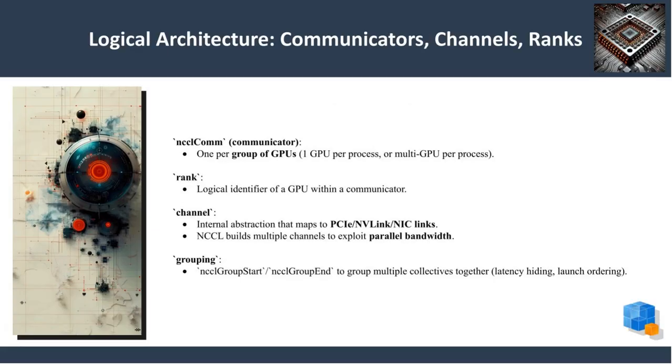In NCCL, a NCCL COM or communicator is created for each GPU group. Each GPU is assigned a rank, serving as its logical identifier within the communicator. Channels map to PCIe, NVLink, NIC links, enabling parallel bandwidth. Grouping with NCCL Group Start and NCCL Group End allows for efficient collective operations.